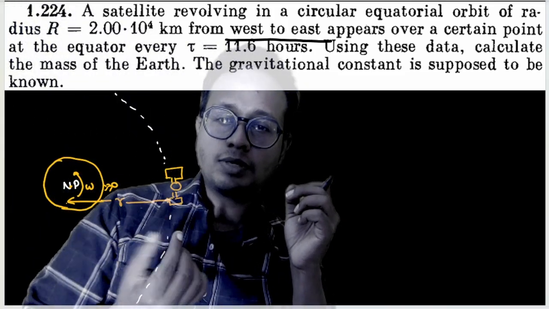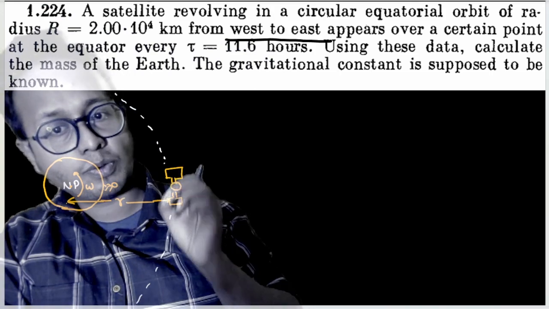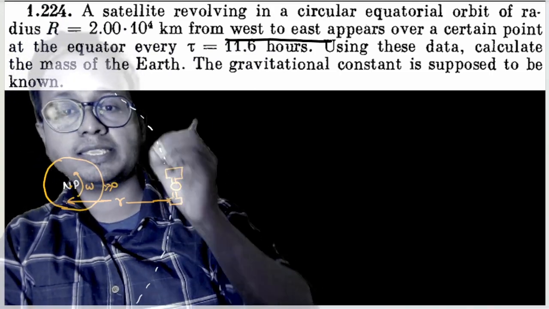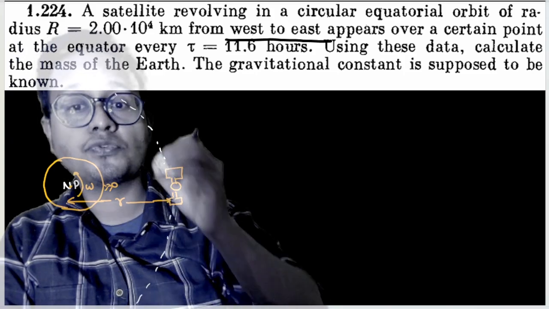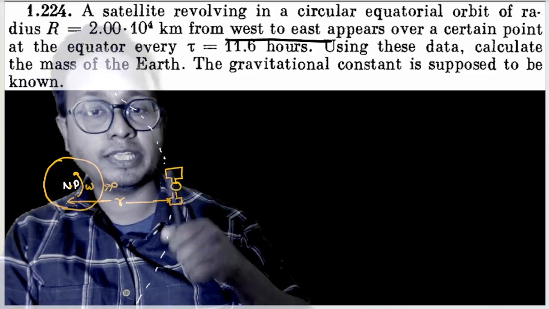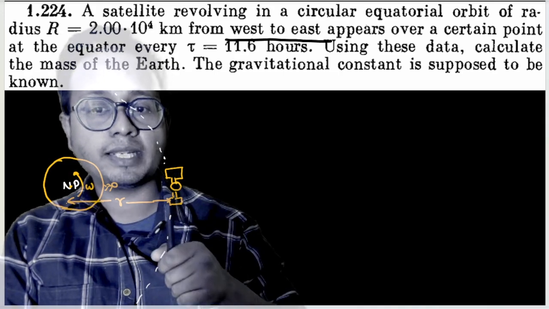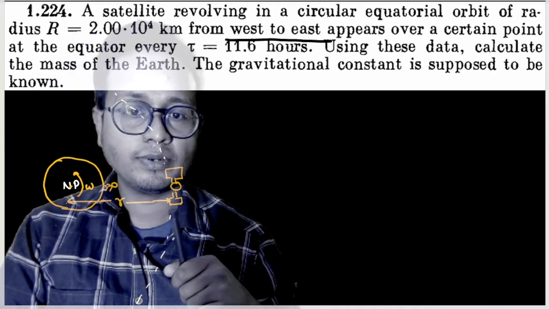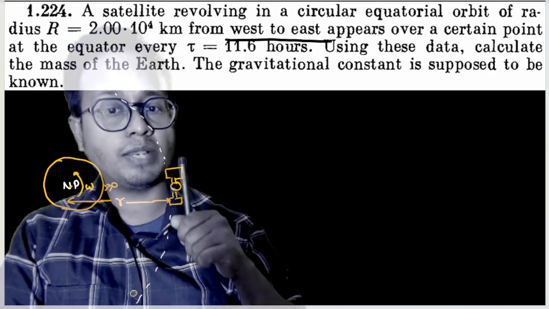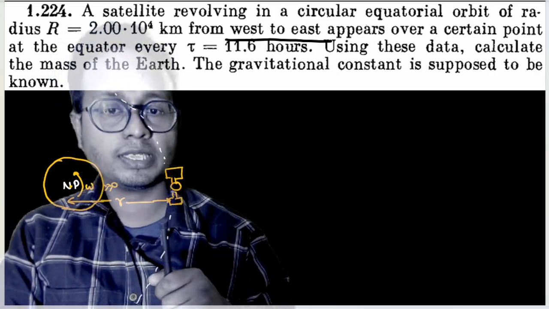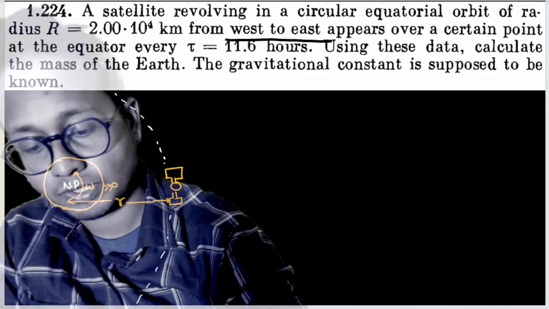Using this data, I know the angular velocity of the satellite. How do I know it? Because this satellite takes 11.6 hours to complete one full orbit, and only after it has completed one full orbit and appeared out here will the person see it again. This is given in the question. So we know the time period of the satellite, and from it the angular velocity. We know the distance of the satellite from the center of Earth. Using this data, you have to calculate the mass of Earth.